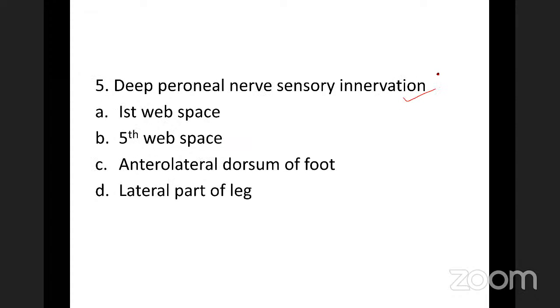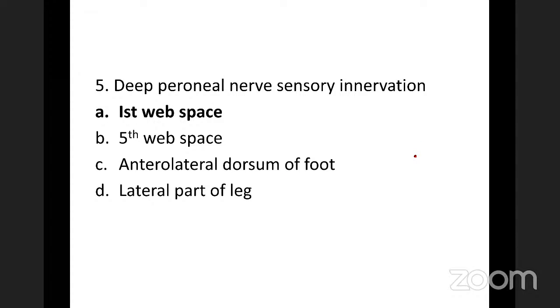The deep peroneal nerve sensory innervation, you just said: first web space, fifth web space, anterolateral dorsum of the foot, lateral part of the leg. What's the answer? First web space. Excellent. First web space, or the cleft between the first and the second toe, is also called the first web space.